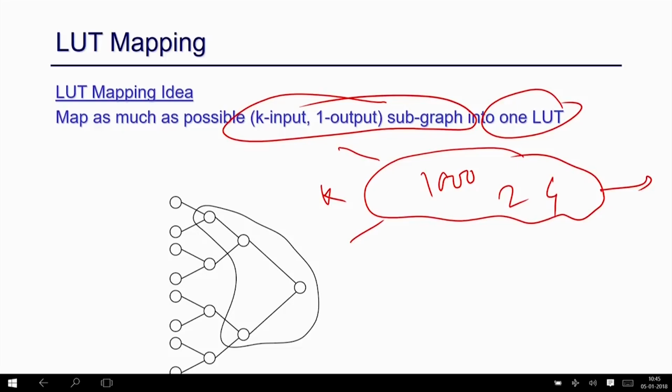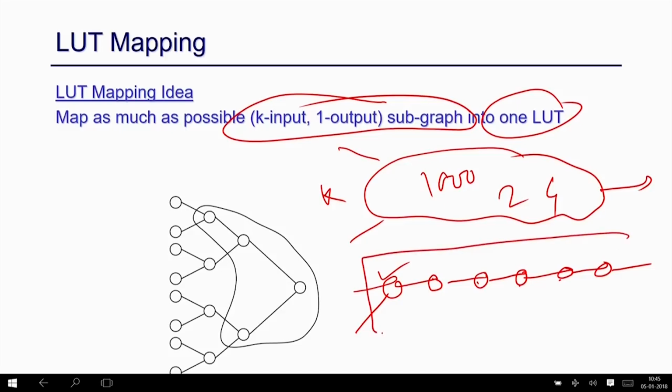Also, an important point here: initially, suppose there is a structure like this. The combinational delay was a delay of 1, 2, 3, 4, 5, 6 gate delays. But if you map this whole structure into a 2-input LUT, the delay will become the delay of 1 LUT, because when you actually execute this in an FPGA, it is just 1 LUT. So it is very important to identify the maximum structure which can be mapped to a single LUT. This is something we have to do.